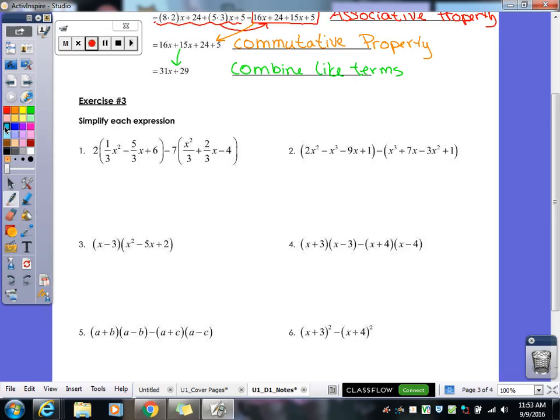So we have some examples here. They want us to simplify the expression, so that means get it down to as few terms as you possibly can get it. So what would we want to do first in number 1? Distribute. We have 2 distributings to do. You have to go through the first parenthesis, distribute your 2, and then through the second one distribute your -7.